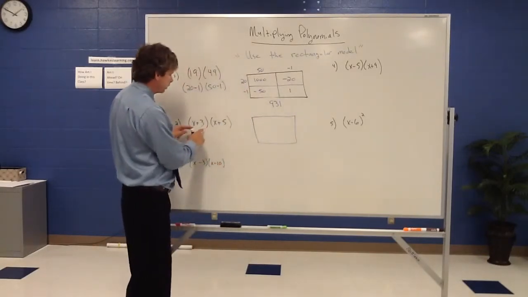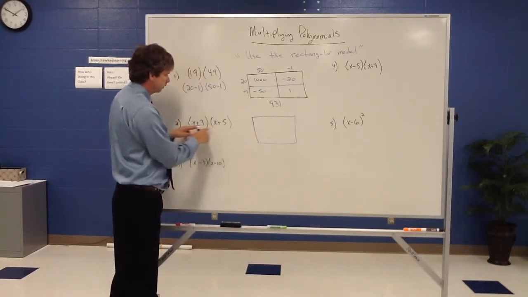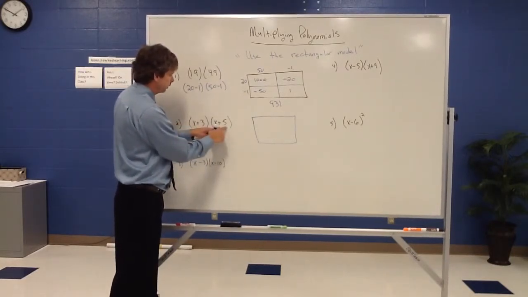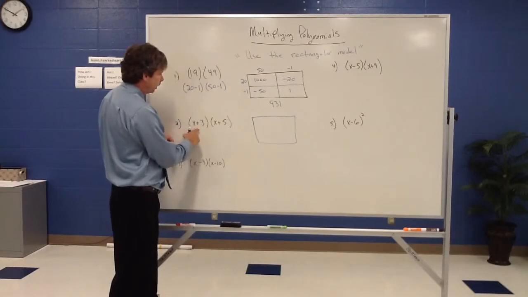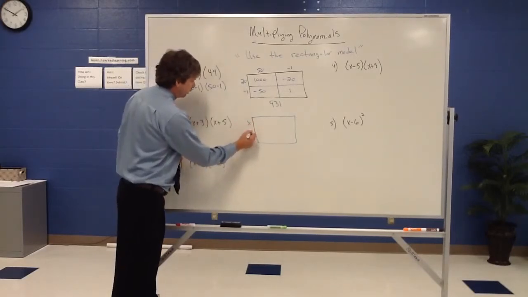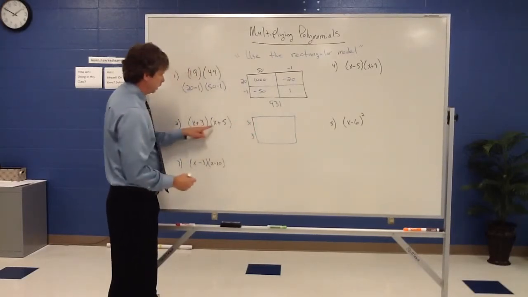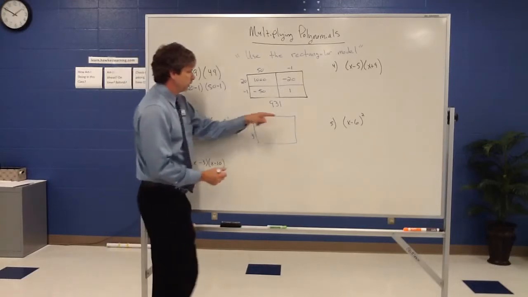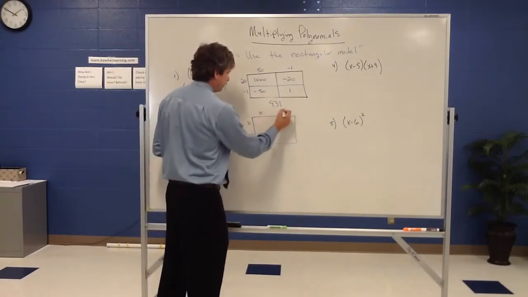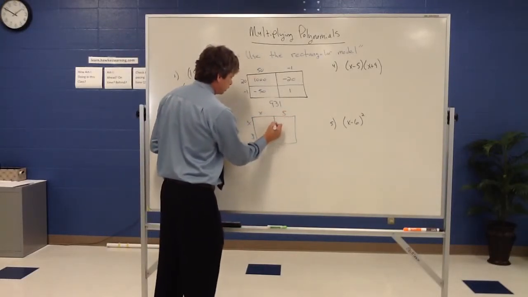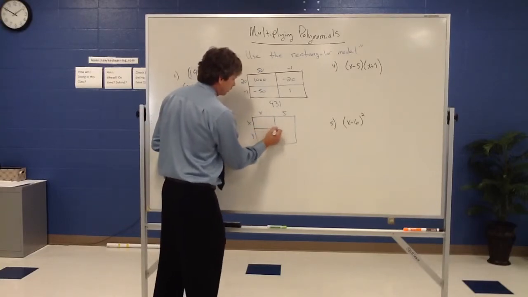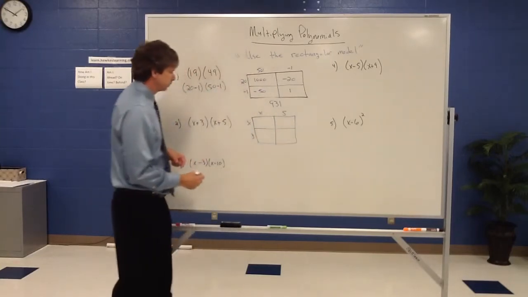So I've got a multiplication problem because the parentheses are next to each other. So this piece is multiplied to this piece. This represents one edge of the rectangle. So I'm going to put an x and a 3 on this edge. And then this x plus 5 represents the other edge of the rectangle. So I have an x and a 5 this way. And that's going to partition the rectangle into 4 regions.